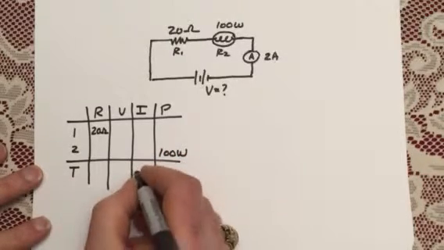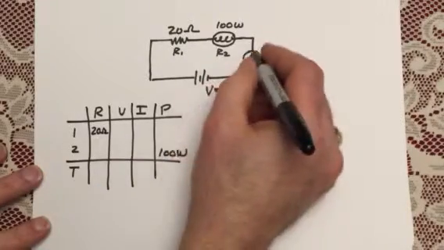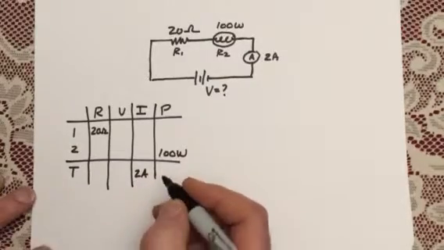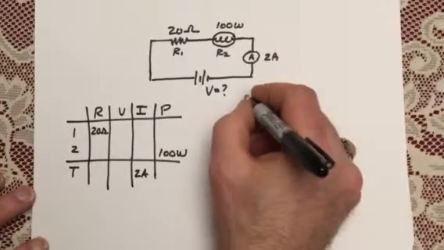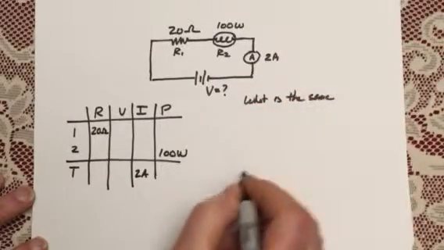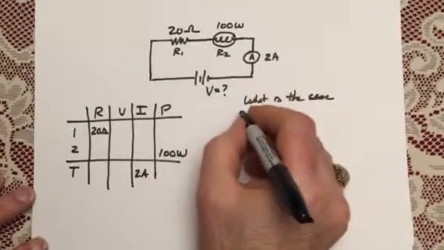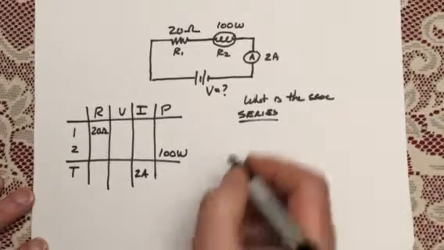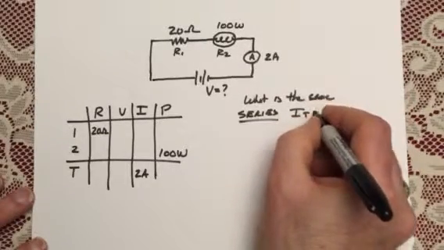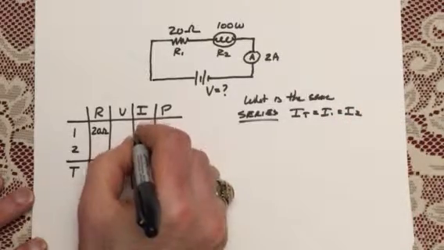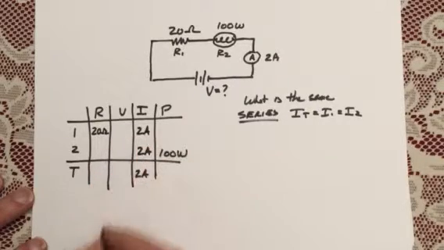And I know that there are 2 amps coming right out of that battery there, so that's going to be my total current. Of course, we're going to ask the magic question, which is, what is the same? Because there's no branching around this, this is a series circuit. And in a series circuit, we know that the current is the same. I total equals I1 equals I2. So I'm going to put that right in here: 2 amps and 2 amps, since the current is the same all the way through.